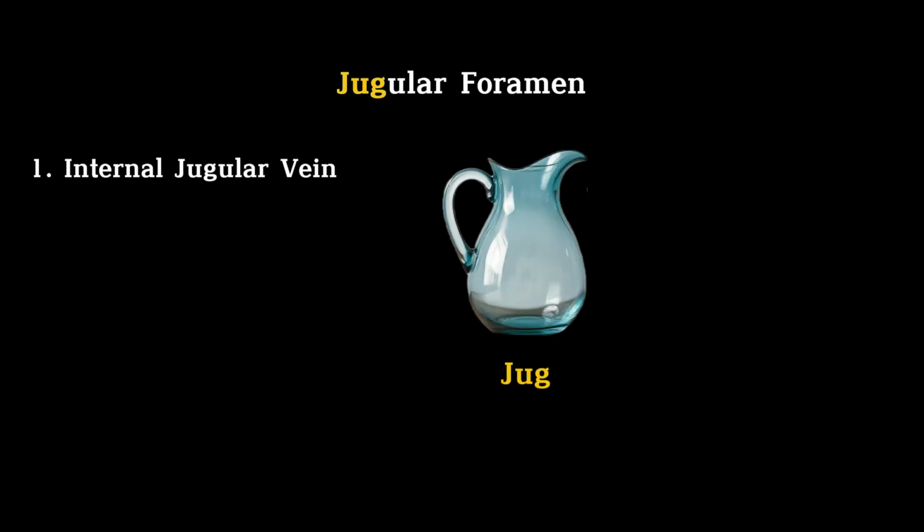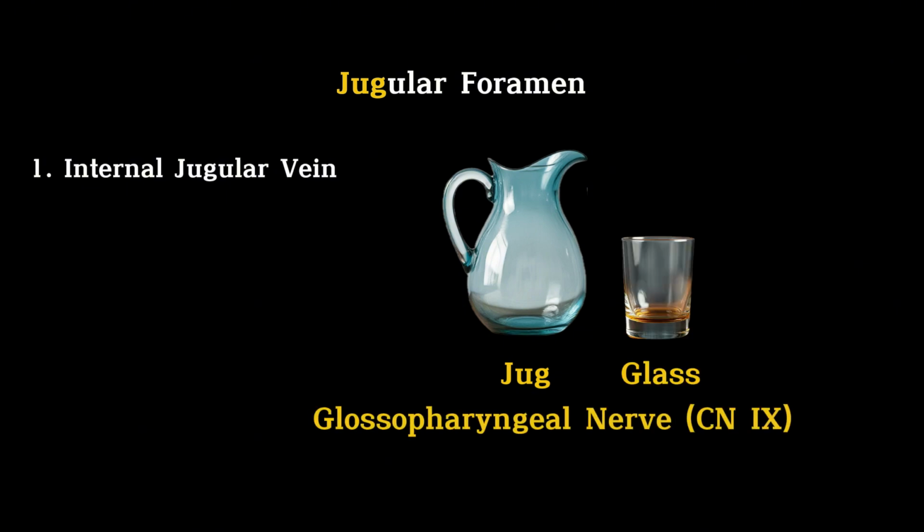Next is jugular foramen. The name is obvious reminder for internal jugular vein that passes through it. For the next structure, take the word jug from jugular. You know, glass always accompanies the jug. Glass should remind of glossopharyngeal nerve. So glossopharyngeal nerve passes through the jugular foramen.